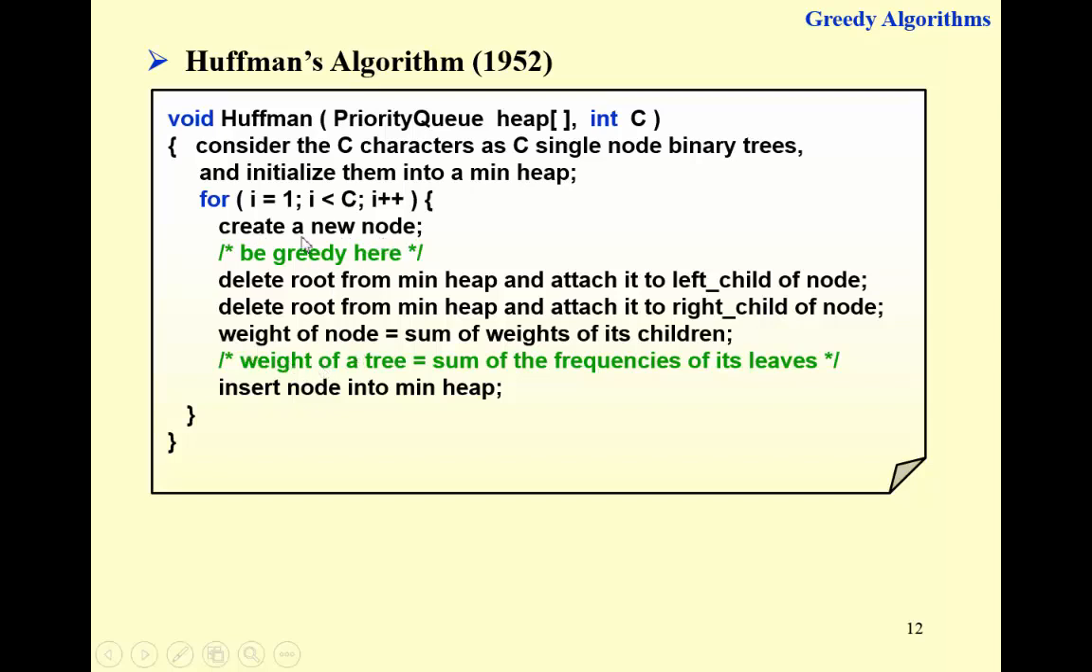And the weight of this node will be the sum of weights of its children, where the weight of a tree is the sum of the frequencies of its leaves. Okay, and insert this node back into the min heap. So next time we just repeat again. And the time complexity is what? First of all, we have this for loop that is big O of C times what? 2 delete mins, which are log C's, right? So altogether it is C times log C if C is the size.